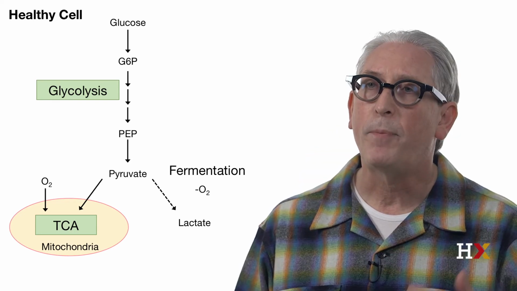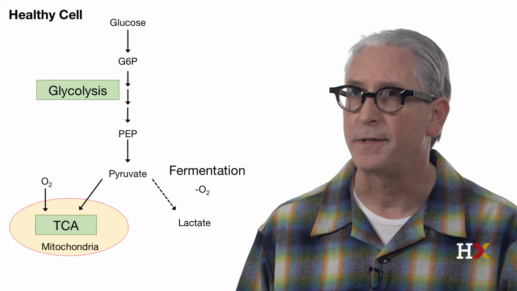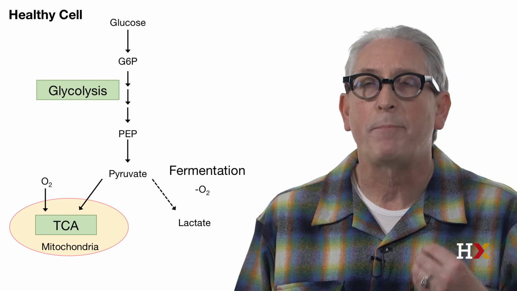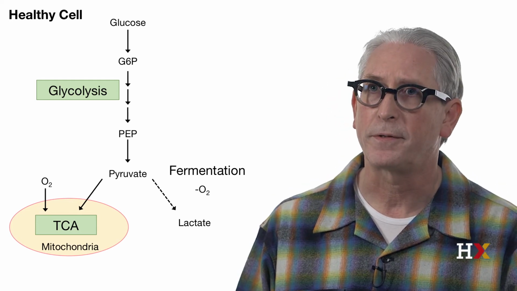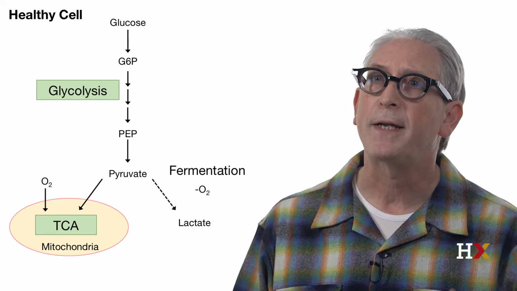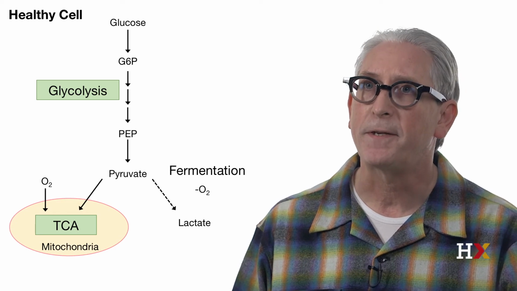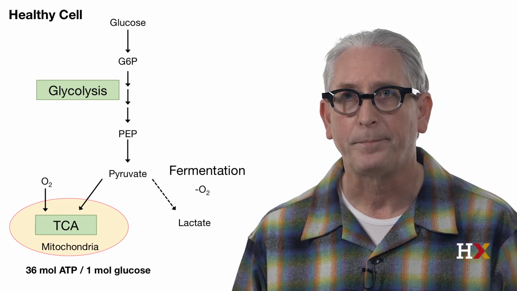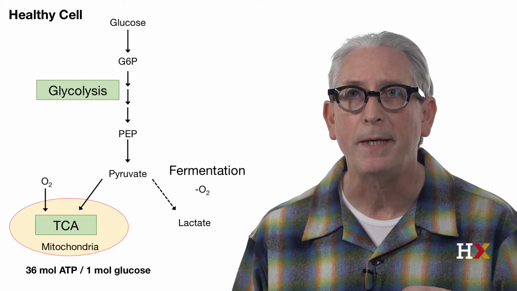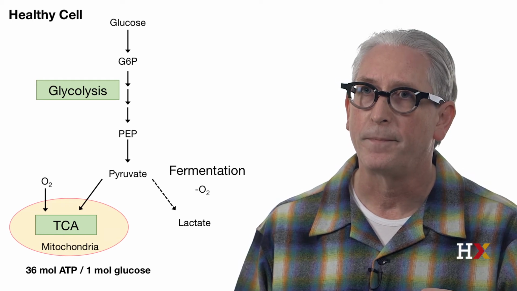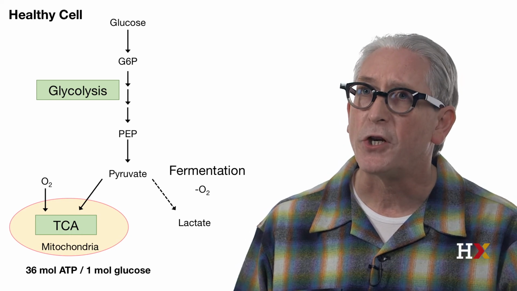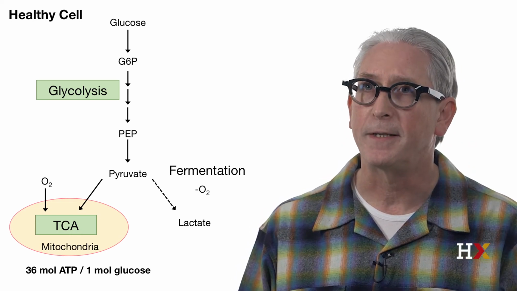Healthy cells import pyruvate, the end product of glycolysis, into mitochondria for processing in the citric acid cycle and producing reduced electron transporters such as NADH and FADH2. These reduced molecules drive the electron transport chain and ATP synthesis by oxidative phosphorylation. The outcome is the production of 36 moles of ATP per mole of glucose. Pyruvate is converted into lactate by fermentation only when oxygen is limited.